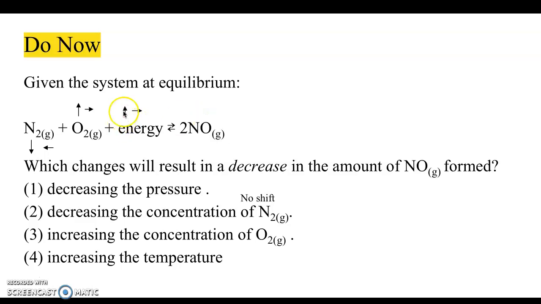If we increase the temperature or the energy of the system, same thing, we're going to use up that excess energy and favor the forward reaction. So let's see, which of these decreases the amount of NO? To decrease the amount of nitrogen oxide formed, we need to treat nitrogen oxide as a reactant. The only option that does that is number 2. When we decrease N2, we favor the reverse reaction, which means we are using up nitrogen oxide to produce nitrogen and oxygen.